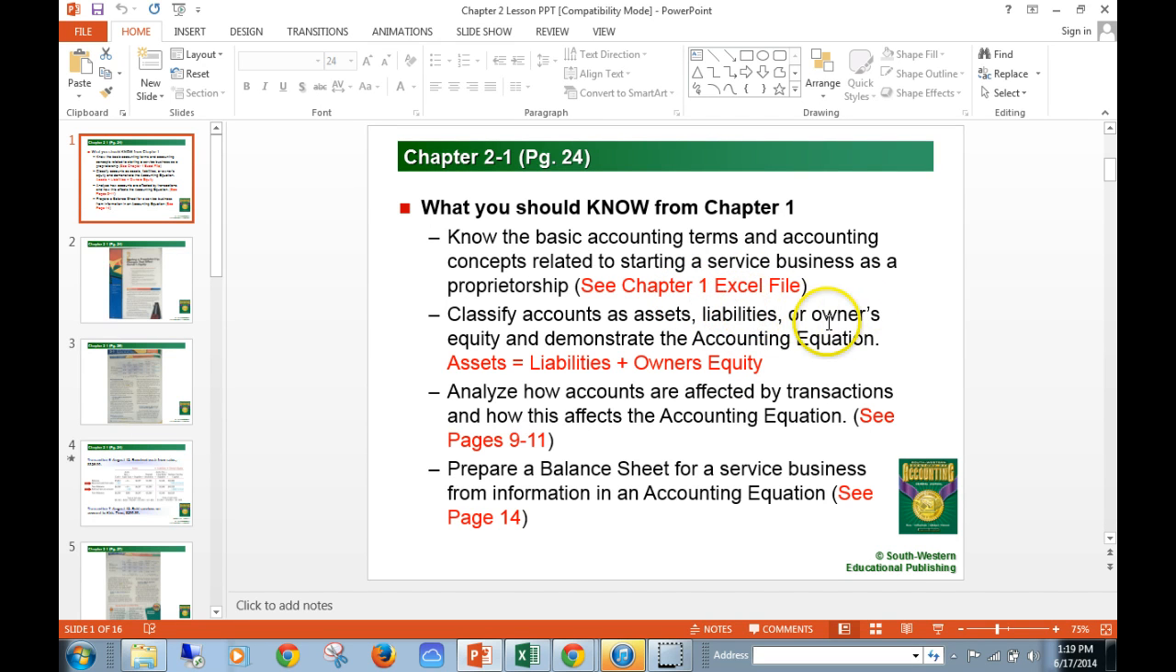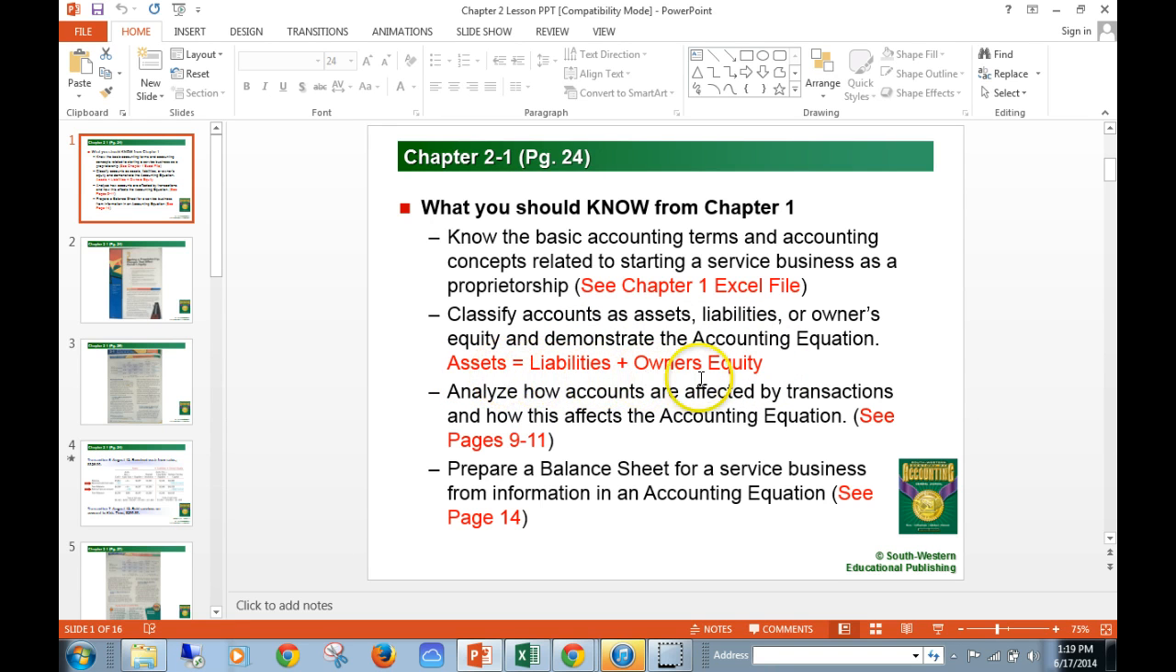And then our owner's equity, which is our capital, is what our business is worth. So in the grand scheme of things, our assets should always equal our liabilities plus our owner's equity. And again, these are just the account classifications.